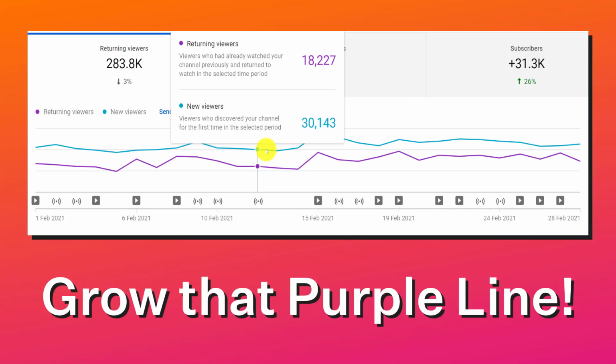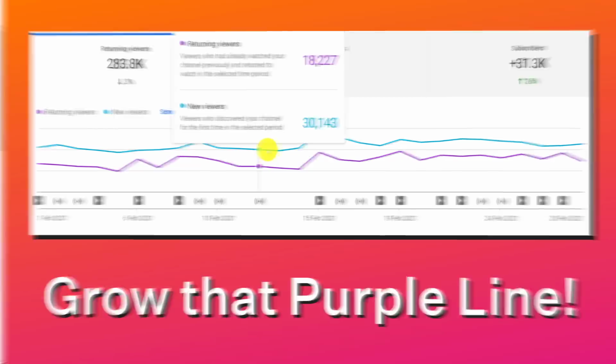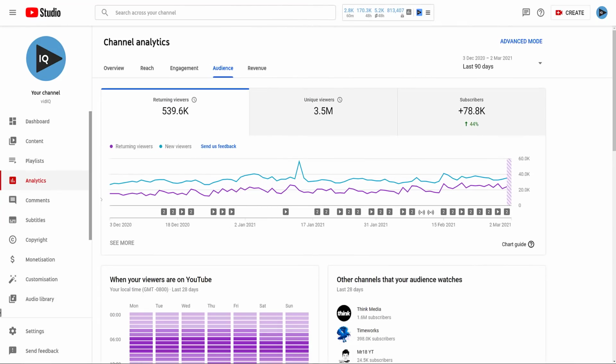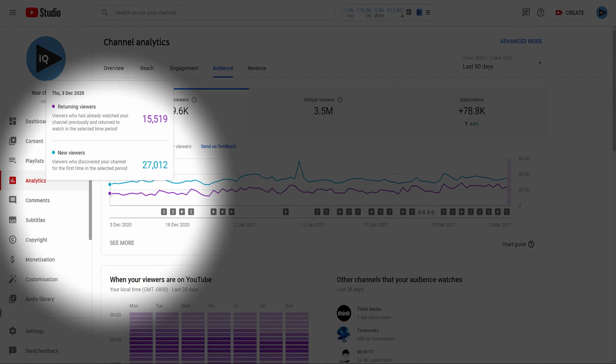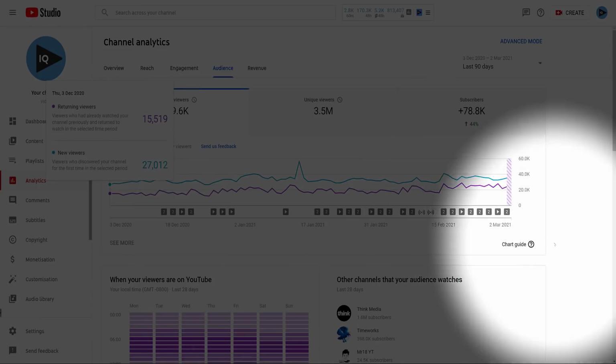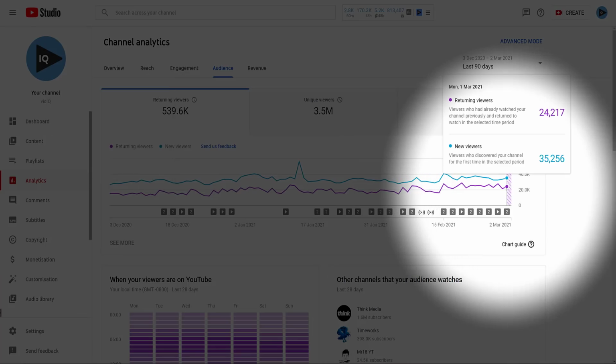If you need a bit more clarity, let's break this down with a real-world example from our channel. This is our data over a 3-month time period. At the start of it, we brought in 15,500 returning viewers daily. By the end of this time period, our returning viewer count on a daily basis has increased to 24,000, which is pretty significant, and that has impacted the bottom line of our channel very positively.